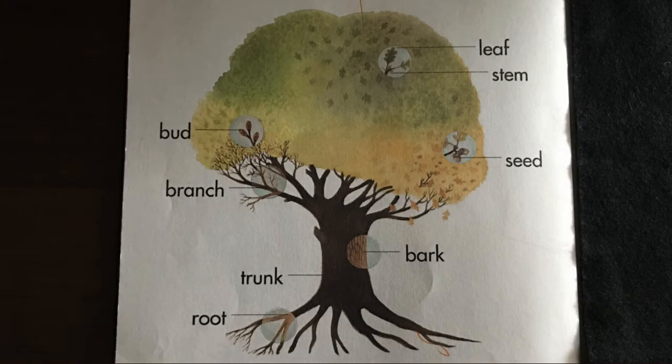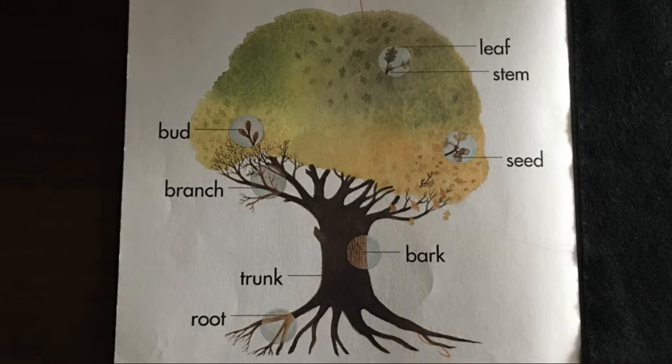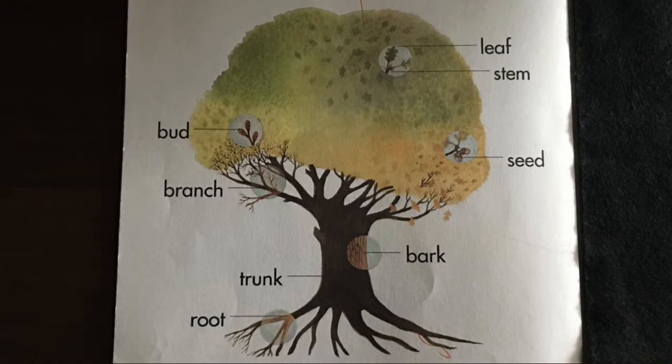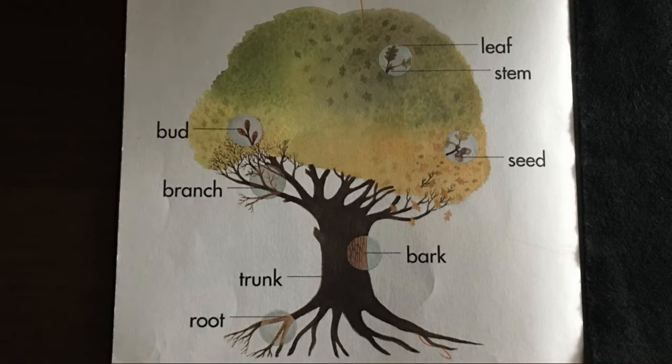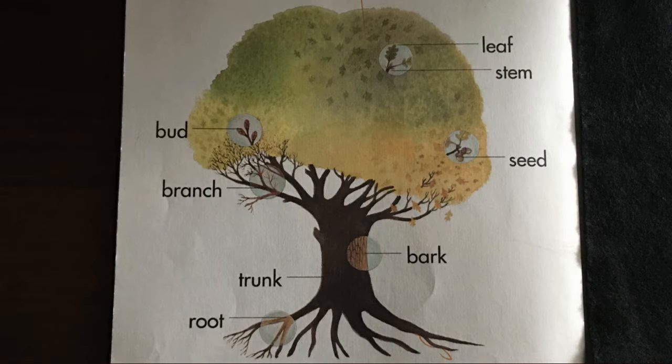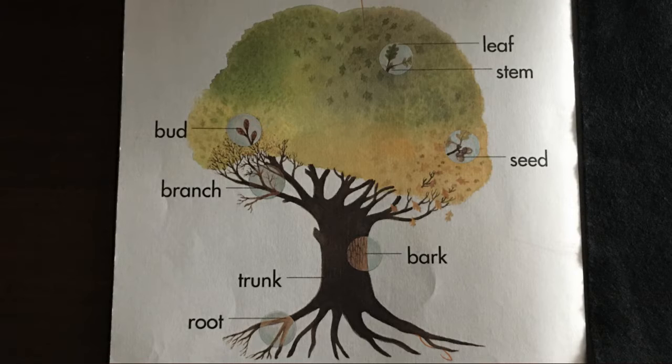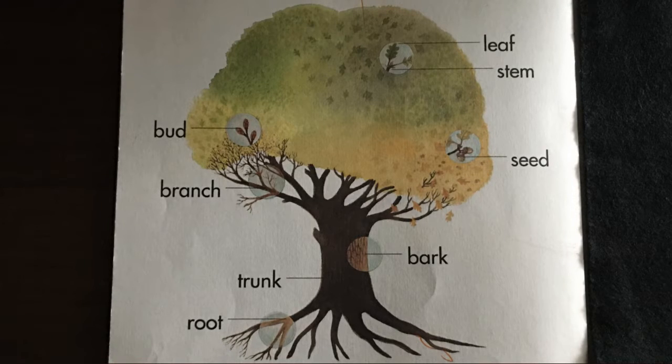This page shows parts of a tree. The roots grow under the ground. Then there's a trunk. There are branches up high, and buds where the leaves will grow next year. The leaves, and the stems, and the seeds, and the bark, they're all parts of a tree.